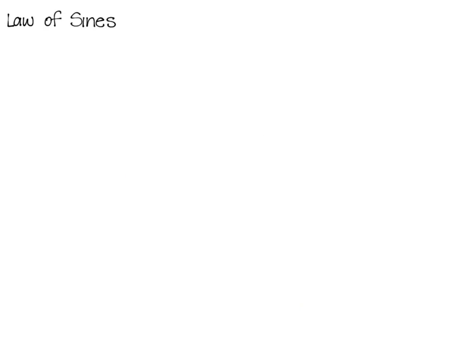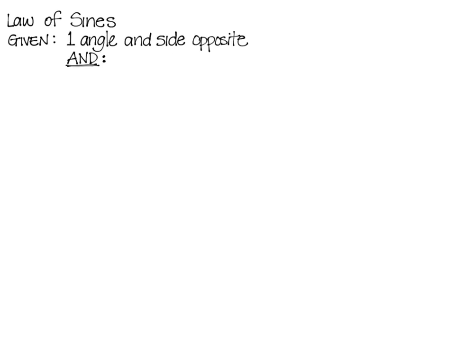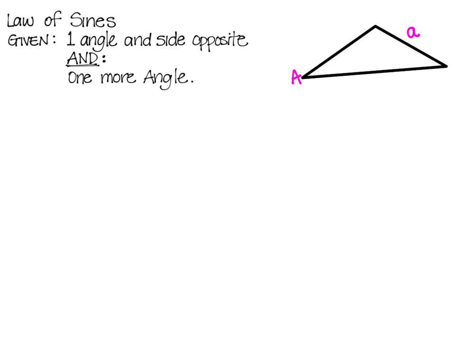Memorizing the formula is one thing, but how do you use it? So let's look at a couple of different examples that show different things that you'd be given and how we would use the law of sines. In our first case, we're going to have one angle and the side opposite. We always have to have one angle and the side opposite. And then we have to have one more piece of information. In this, which we're going to call case 1, we're going to have one more angle. So this is what we're going to have. We're going to have an angle and the side opposite and one more angle.